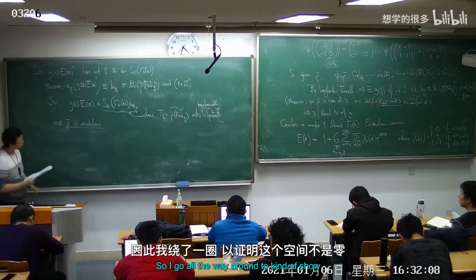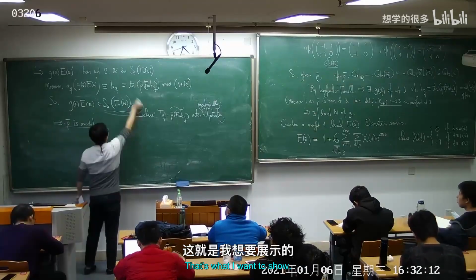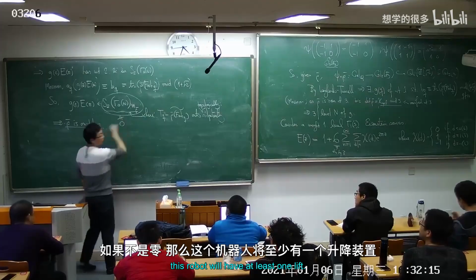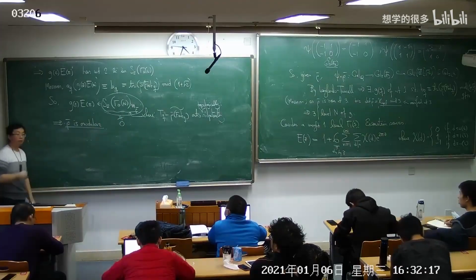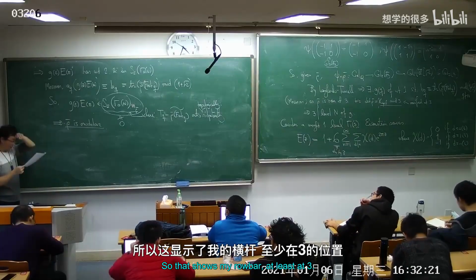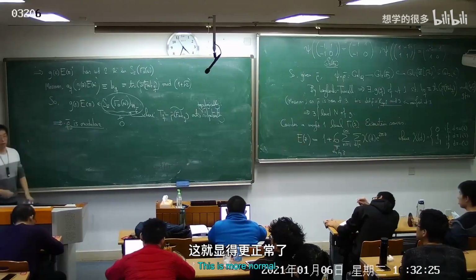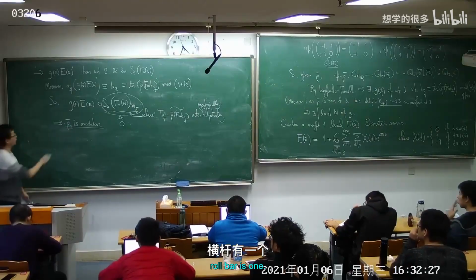So I go all the way around to show that this space is not 0. That's what I want to show. If it's not 0, then this rho bar will have at least one lift. So that shows my rho bar, at least at 3, is modular. As a mod 3 representation, rho bar is modular.